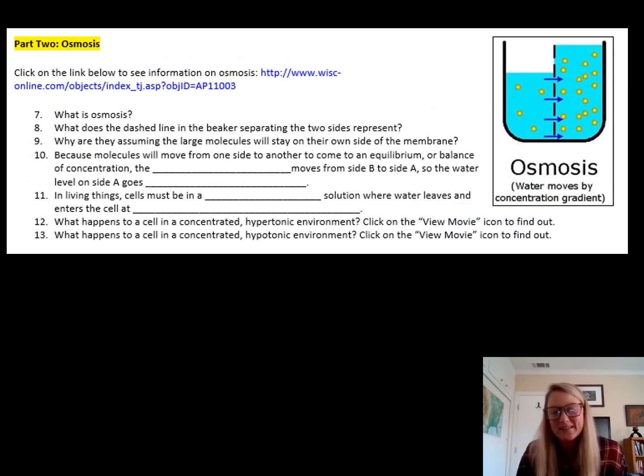Part 2 is similar to part 1, but in part 2, you're going to be investigating specifically osmosis, or the movement of water in and out of a cell. Remember, osmosis does not require the use of energy. It's a passive transport mechanism. And so cells, obviously, they require water, so they need to be able to move it in and out of their system. Just like you did in part 1, you're going to go to the website listed there on the paper and work through that website and answer the questions that are on your paper.